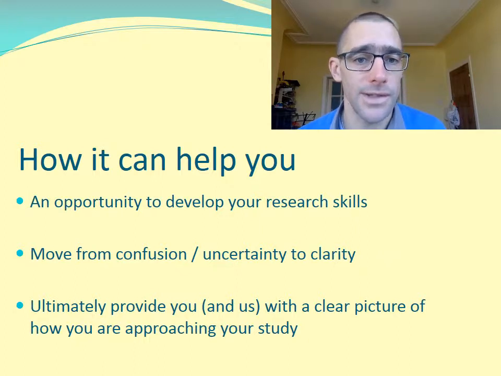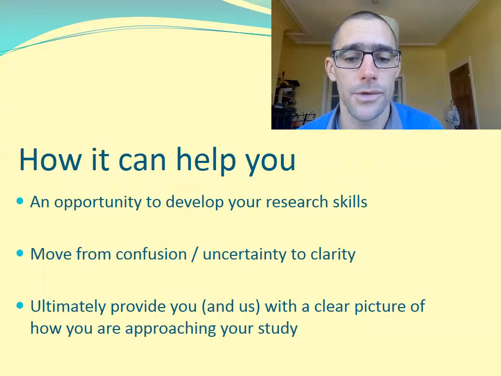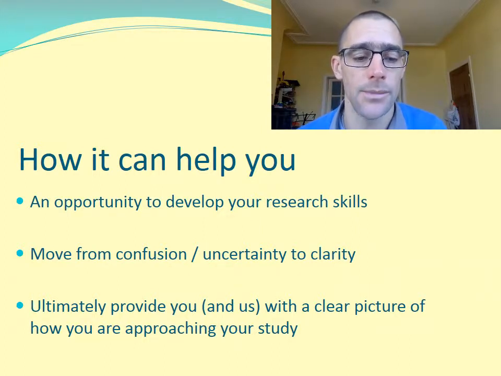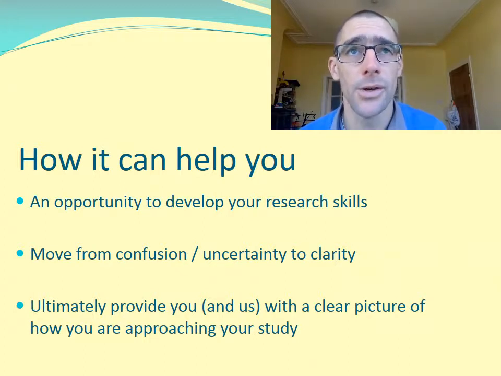The second helpful aspect of reviewing the literature is that it can help you move from a position of uncertainty or vagueness about what you're going to do to a position of clarity and more certainty. A lot of students, and in fact a lot of researchers, find it difficult to move from an overall topic area or a general idea of what they want to research to a much more clearly defined, tightly focused study. And the literature review can help you with exactly that.